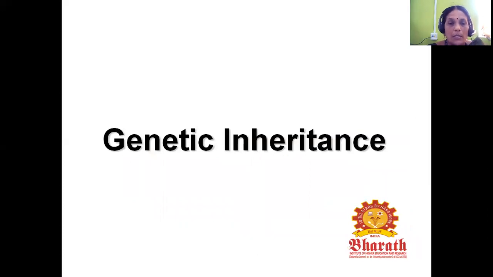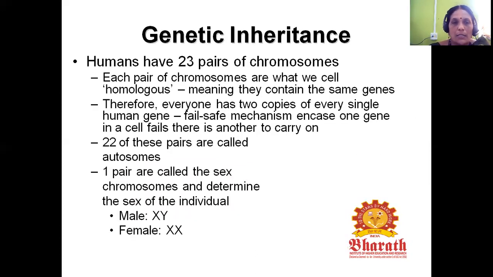Next, we look at genetic inheritance. Humans have 23 pairs of chromosomes. Each pair of chromosomes is what we call homologous, meaning that they contain the same genes. Therefore, everyone has two copies of every single human gene. It is a fail-safe mechanism: in case one gene in a cell fails, there is another to carry on.